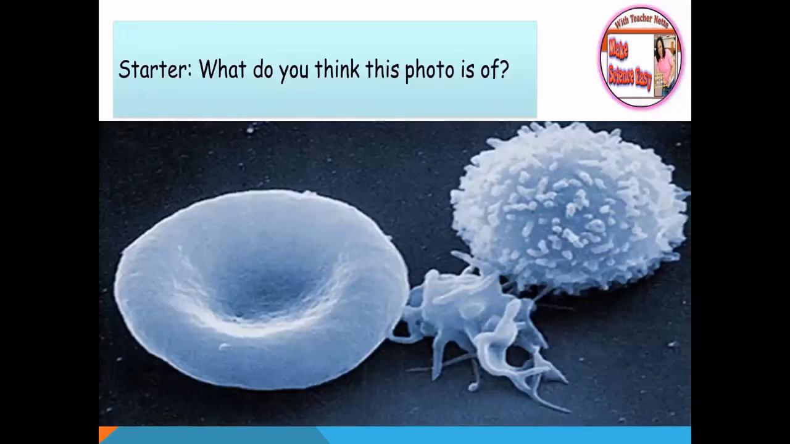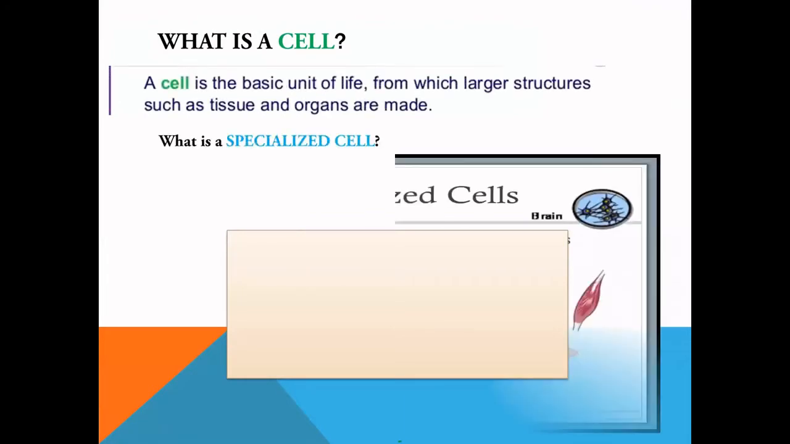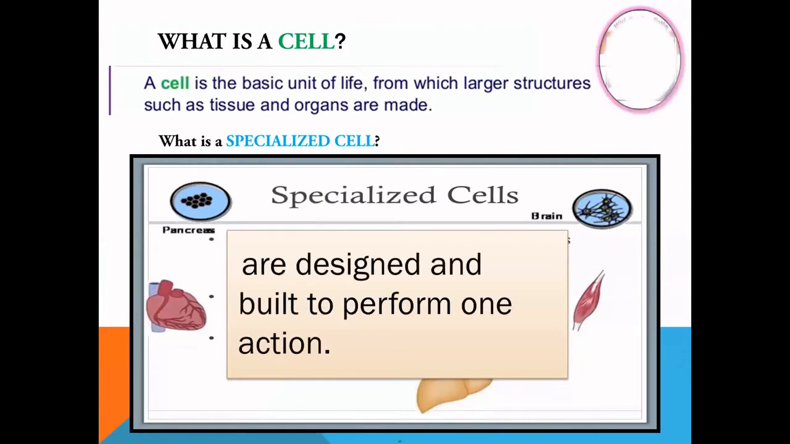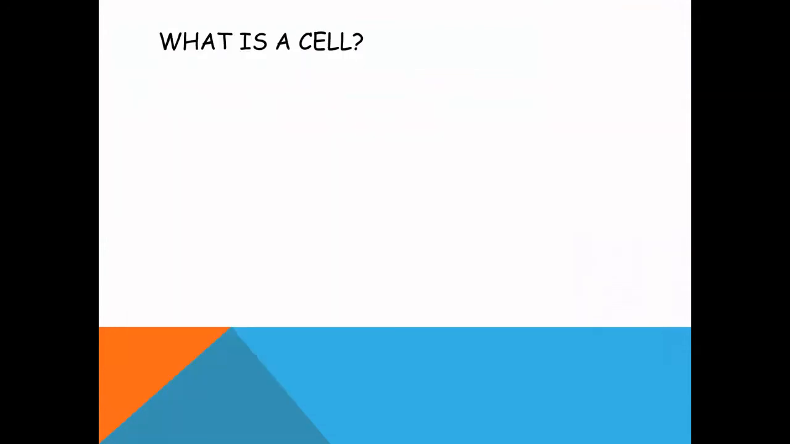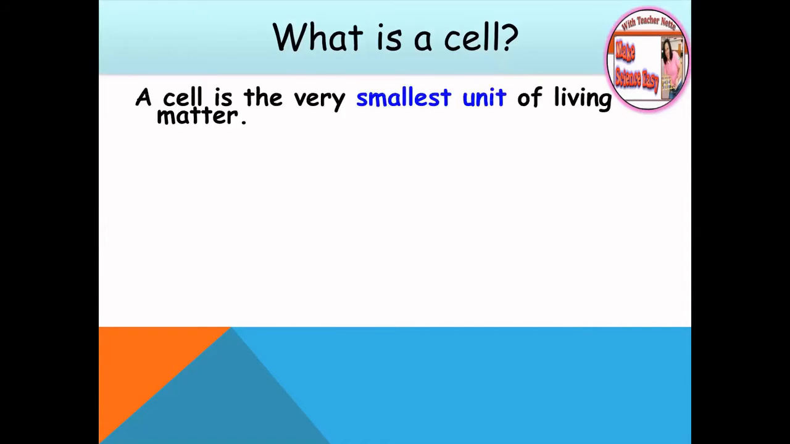What do you think this photo is of? Correct. Cells. What is a cell? What is a specialized cell? Let's name them one by one. What is a cell again? A cell is the very smallest unit of living matter.